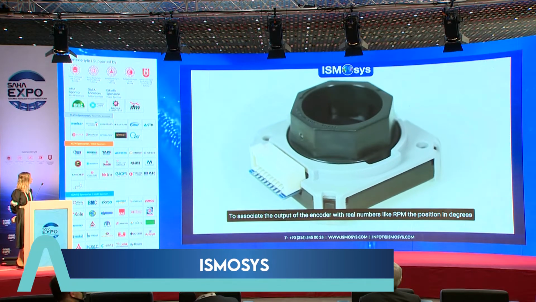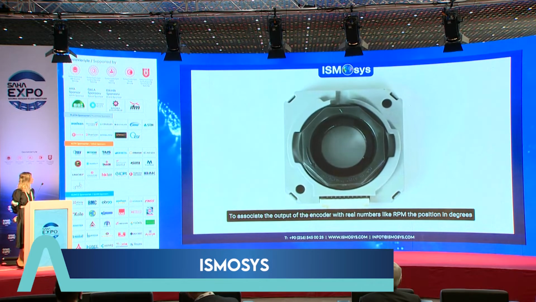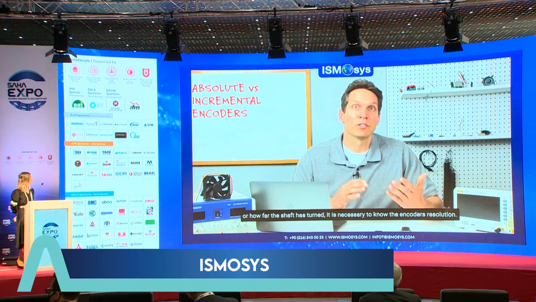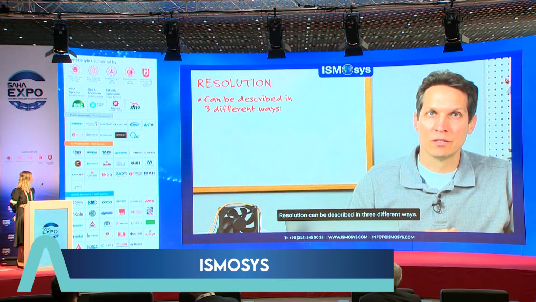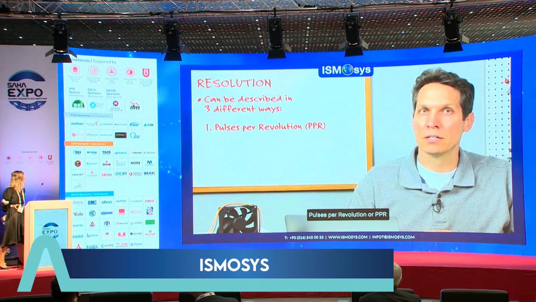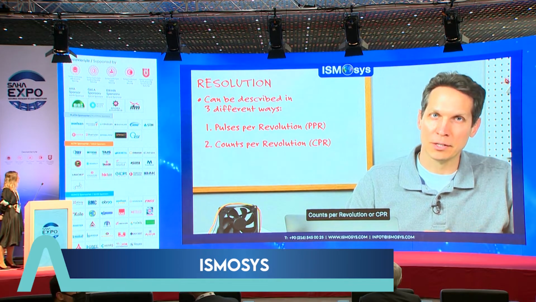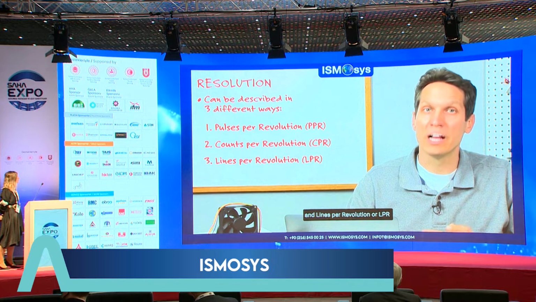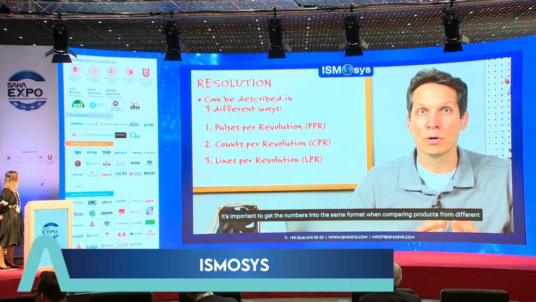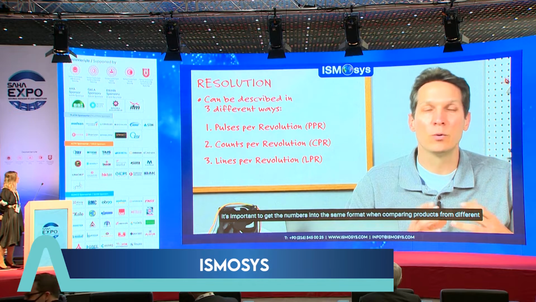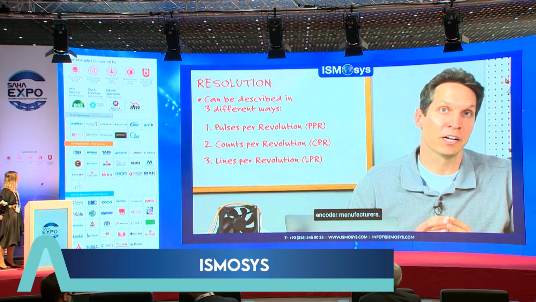To associate the output of the encoder with real numbers like RPM, the position in degrees, or how far the shaft has turned, it is necessary to know the encoder's resolution. Resolution can be described in three different ways: pulses per revolution, or PPR, counts per revolution, or CPR, and lines per revolution, or LPR. As resolution is notated differently across the industry, it's important to get the numbers into the same format when comparing products from different encoder manufacturers.